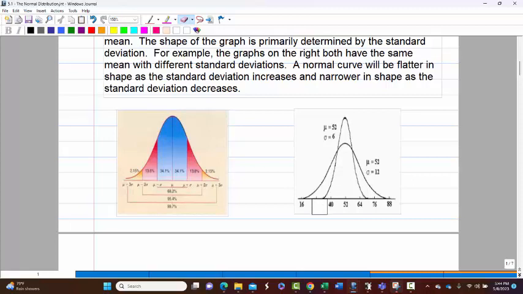And it's all based on the standard deviation. It's not the mean. The mean just sits there in the middle, but the standard deviation is what spreads it out. Because remember, that's what the idea of standard deviation is, how scattered your data is apart from each other. So actually, the smaller the standard deviation makes the graph taller and narrower.